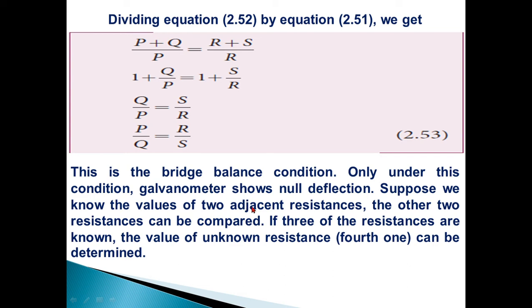Only under this condition does the galvanometer show null deflection. Suppose we know the values of two adjacent resistances, the other two resistances can be compared. The last point is very important: if three of the resistances are known, the value of the unknown fourth resistance can be determined. Thank you.